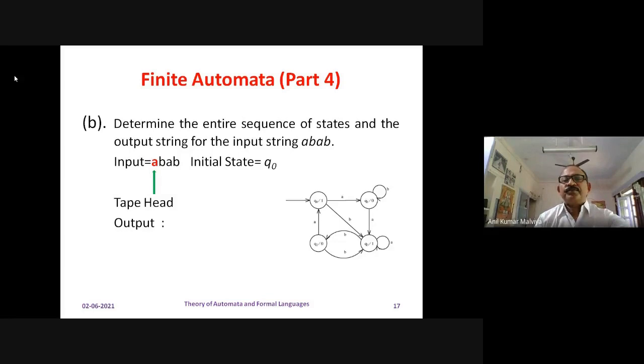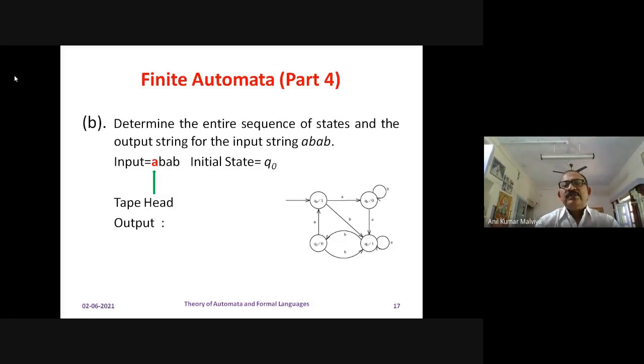Is it clear? And here you can see the output associated with state Q0 is 1. So when the machine starts, the instruction given at this point is print 1. Is it clear? The output will be 1. Okay.